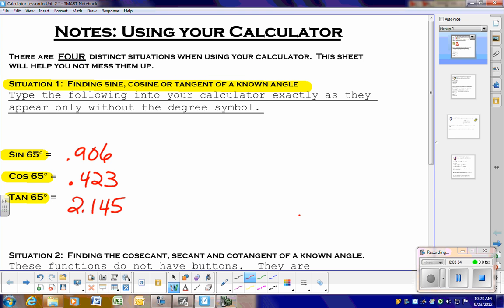Excellent. So that one is a very straightforward case. Just find sine, cosine, tangent of angles.